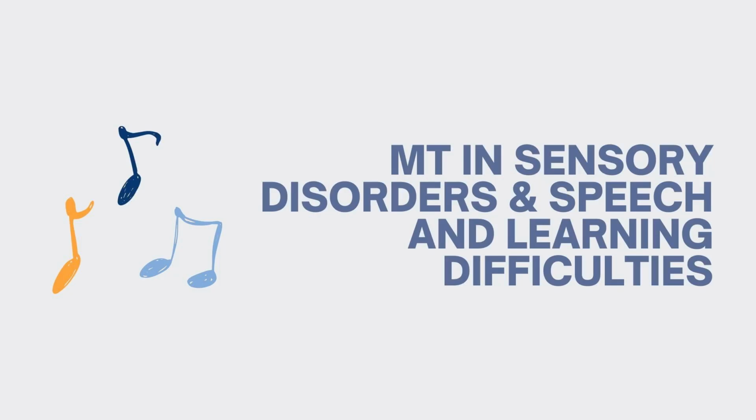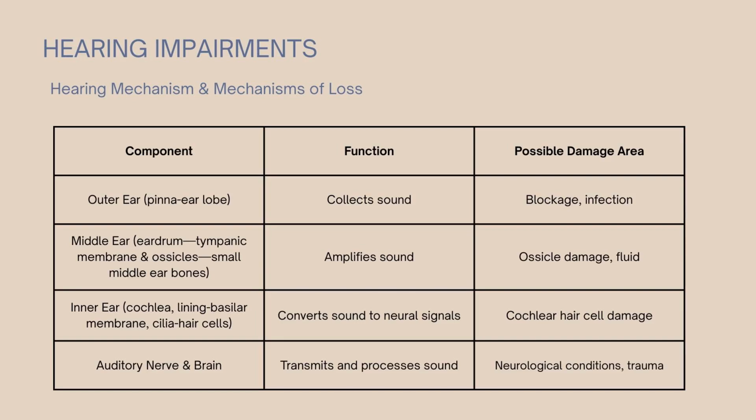Sensory disorders and speech learning difficulties. So, first is hearing impairments. Now, let's discuss the hearing mechanism and the mechanisms of loss. So, there we have four components: the outer ear, middle ear, inner ear, and the auditory nerve and brain.